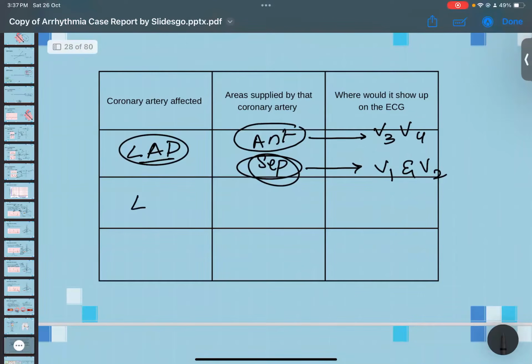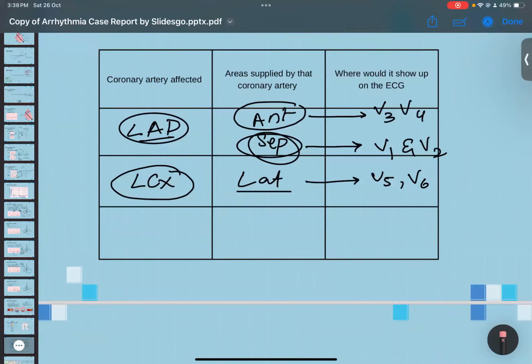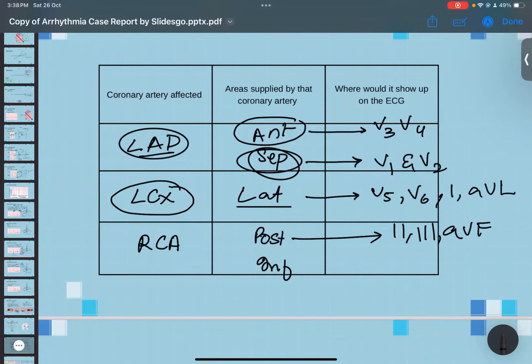Similarly, if your left circumflex is affected, the area supplied is the lateral portion of your heart, and it's usually going to show up in your lateral leads, which are V5 and V6, okay? If your right coronary artery is affected, then either the posterior area or the inferior area of the heart is infarcted. The leads visualizing those areas are 2, 3, and AVF. Here, I also want to add 1 and AVL because they're also lateral.